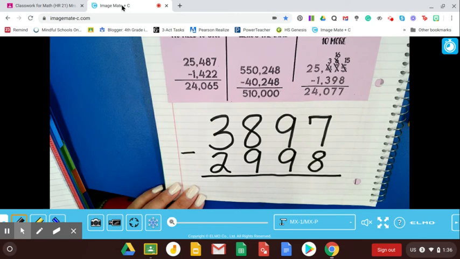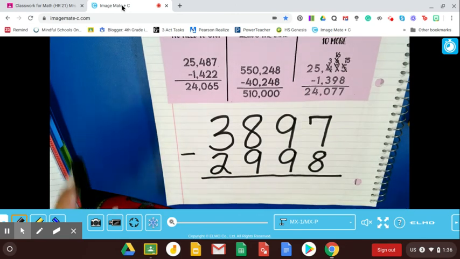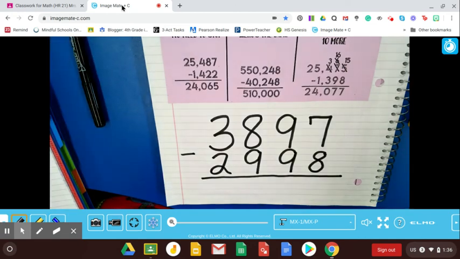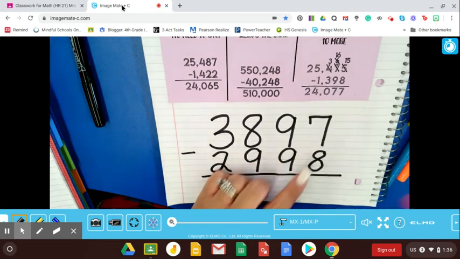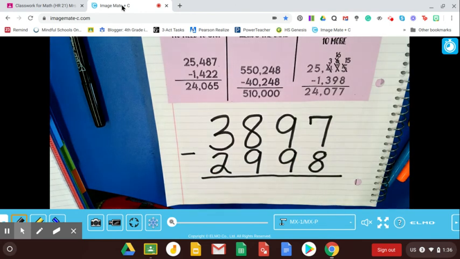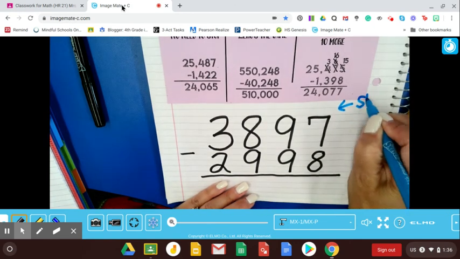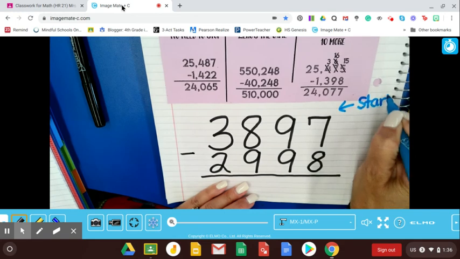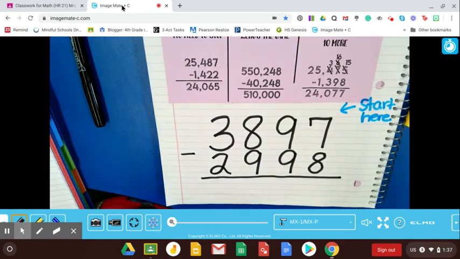Draw my line. And we know that whenever we're doing a subtraction or addition problem, we always want to start in the ones column. I'm also going to use some different colors when I'm solving this problem as well. Okay, so I'm going to have a little note here that says, start here. All right, we want to start in the ones column.